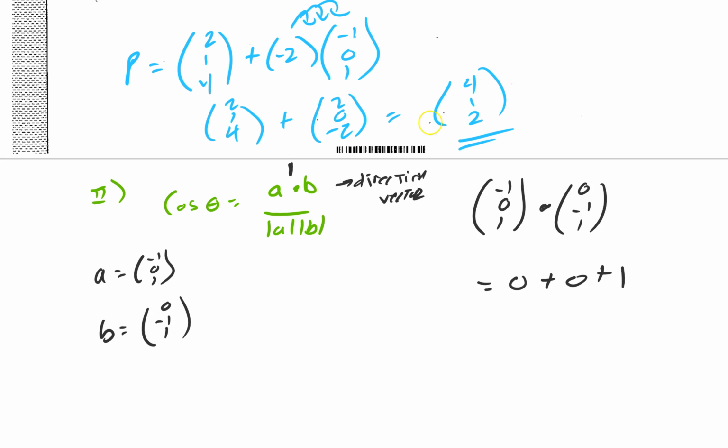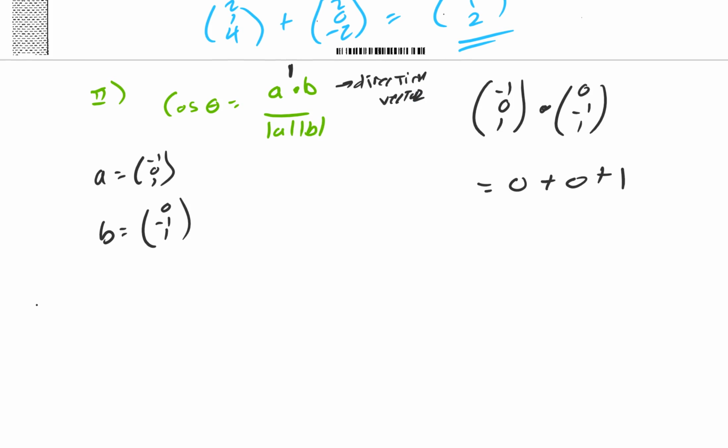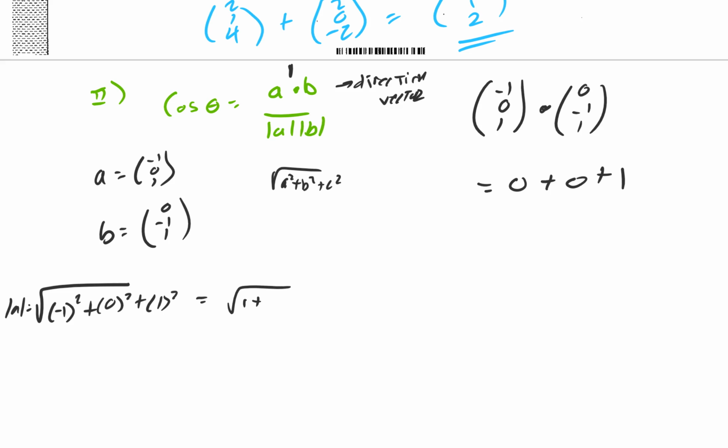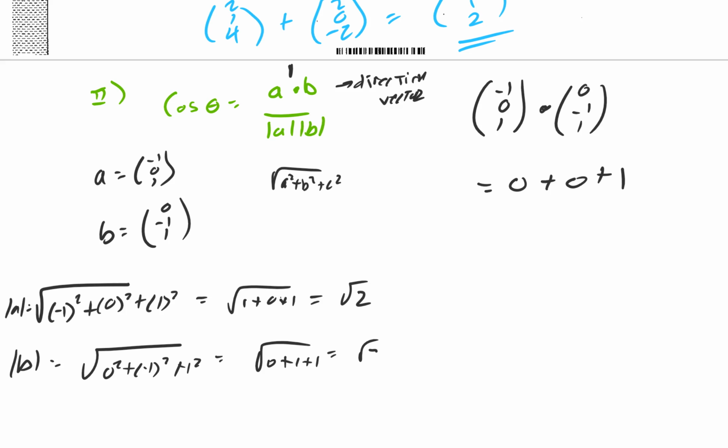The bottom is the magnitude of each one. Now the way you do the magnitude is on the formula sheet. For magnitude, you just take each component and square it, add them up, and take the square root. It's this: A squared plus B squared plus C squared. So for A, I get the square root of 1 plus 0 plus 1, which is the square root of 2. For B, 0 squared plus -1 squared plus 1 squared. 0 plus 1 plus 1, again, the square root of 2.